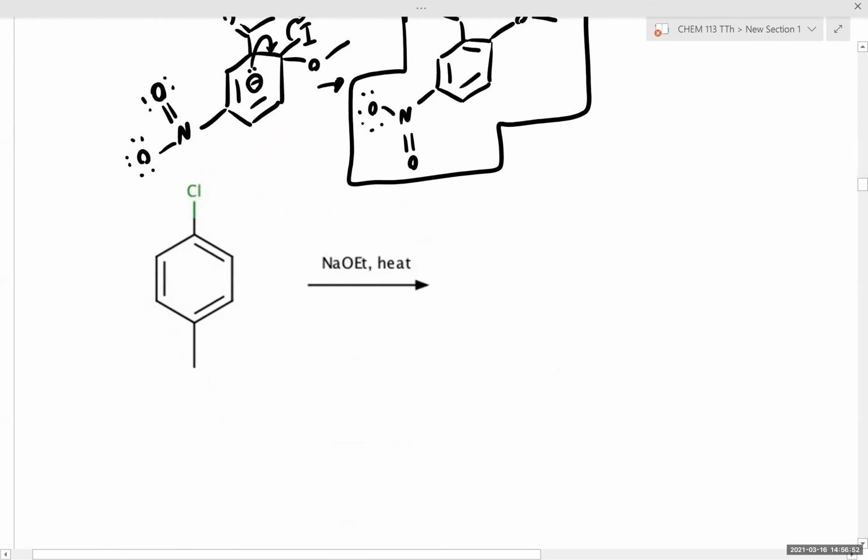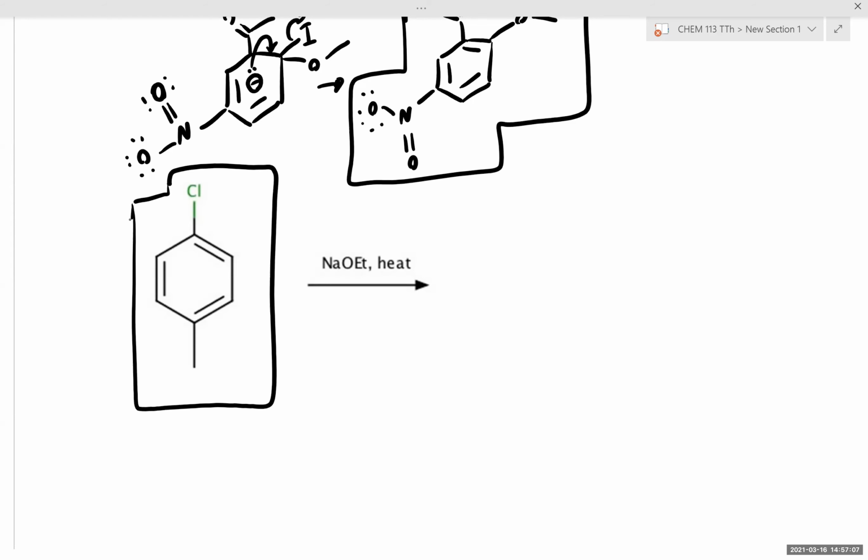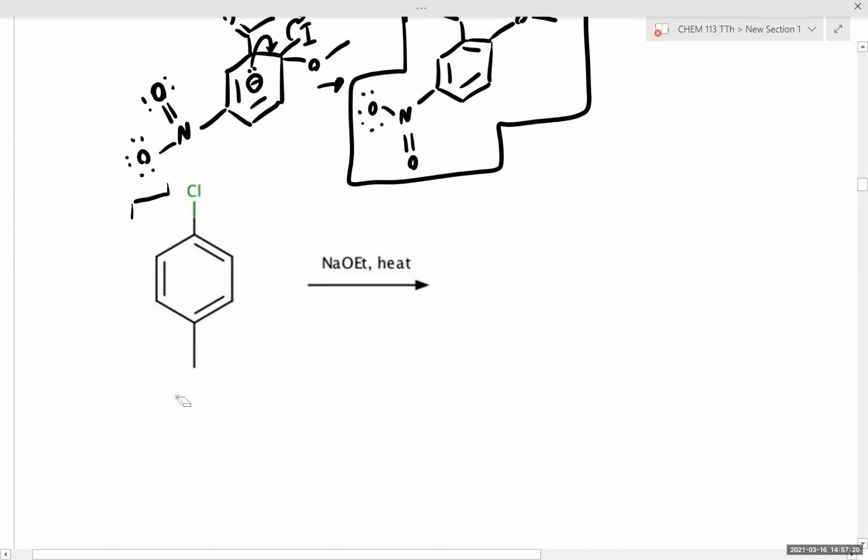Okay, let's look at this next case. As we were talking about benzyne, if we treat the following substrate with sodium ethoxide and heat, what mechanism will we observe? This time we don't have any electron withdrawing groups, so what will we observe? Yep. So we'd observe a benzyne mechanism.